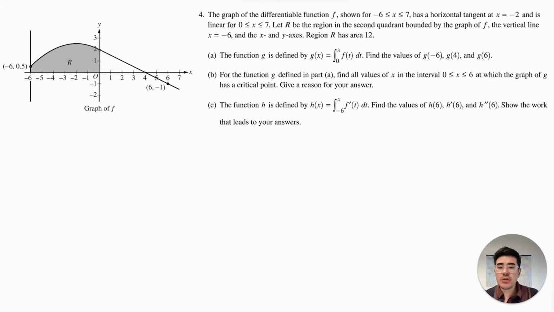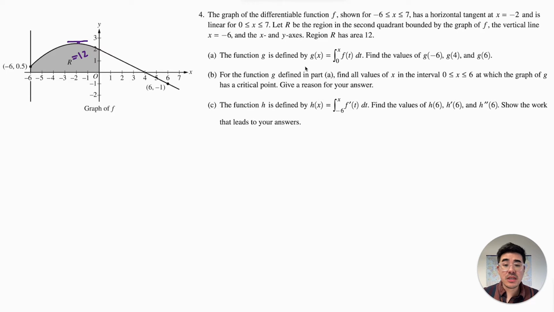Question 4 says the graph of the differentiable function f shown in the figure has a horizontal tangent at x equals -2. Let me draw that in. And it is linear for 0 to 7, so that's a straight line. Let R be the region in the second quadrant bounded by f, the vertical line x = -6, and the axes. Region R has an area of 12.